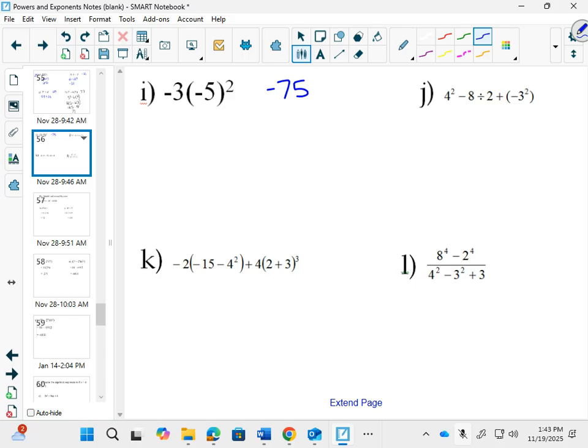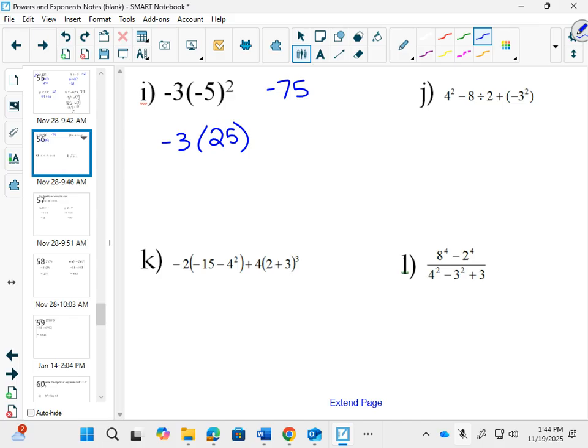Now, what would we do first? Well, we look in the bracket, it's just holding a number. So after brackets is exponents. If you did the negative 5 squared, what do you get? Negative 25. Close. Positive 25. Because a negative times a negative is positive.